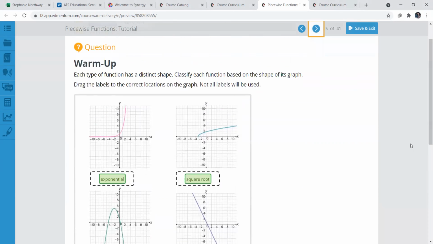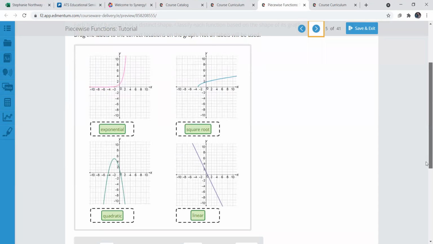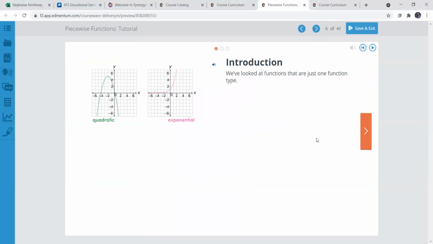It labels the different types of functions, and it says this one is exponential, the first one. Exponential increases dramatically, so it just goes straight up pretty much. Square root functions always look like this. Quadratic looks like a U shape. Linear is a line like that. So those are just examples of 4 different types of functions.